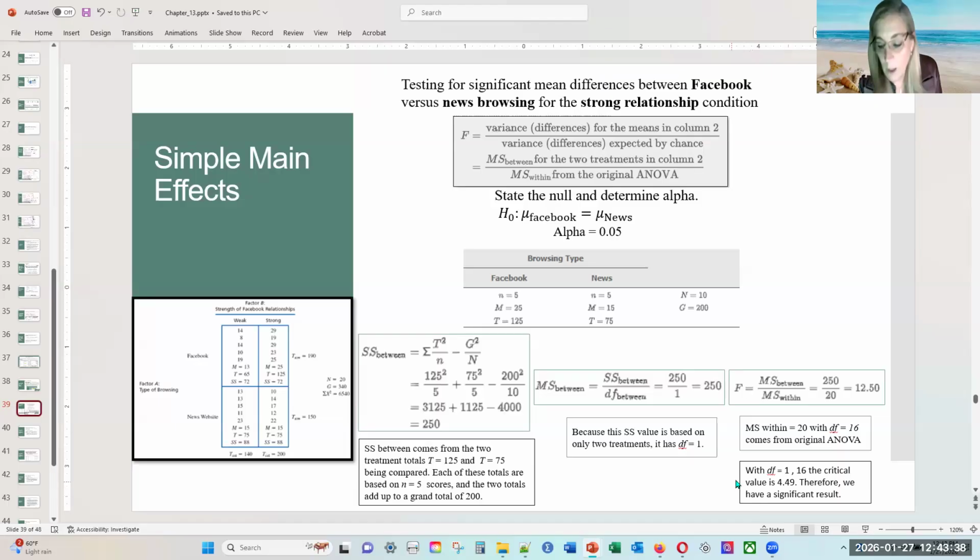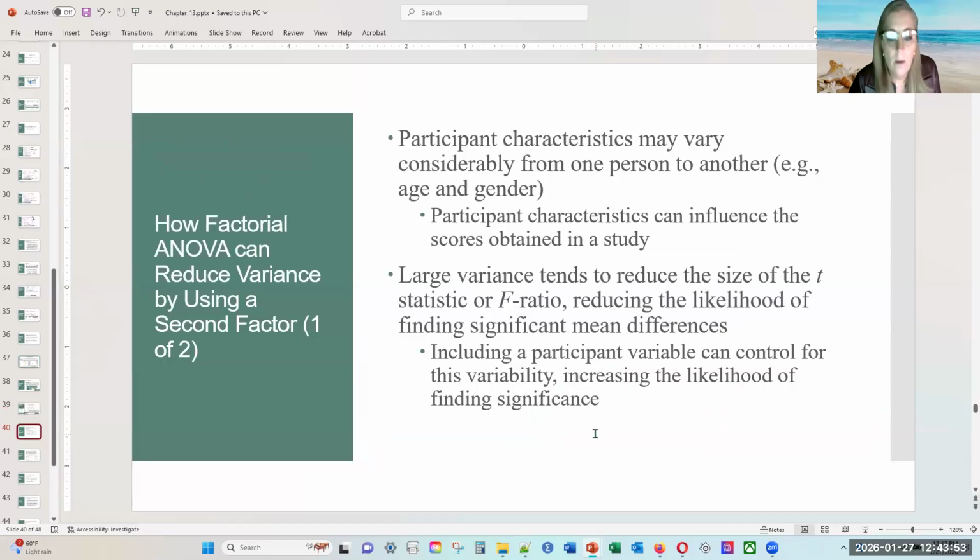With a degrees of freedom of 1 and 16, the critical value is 4.49, so we have a significant result here. All right, so here you can see it was 12.5.